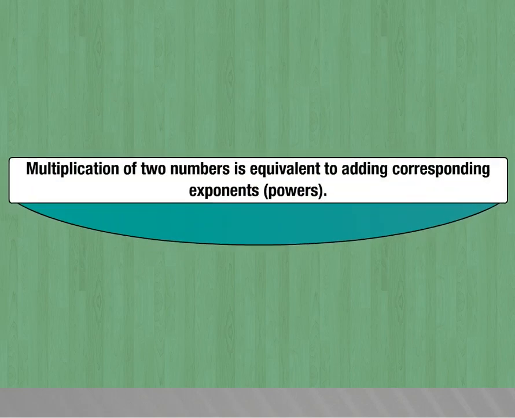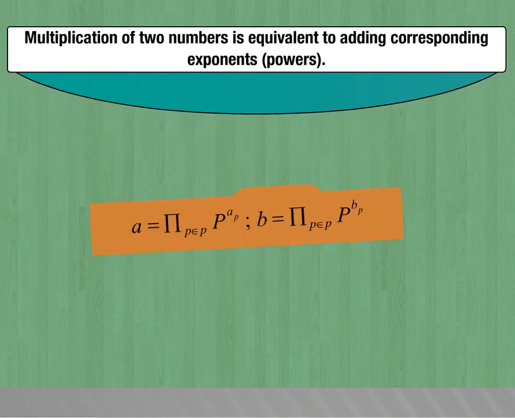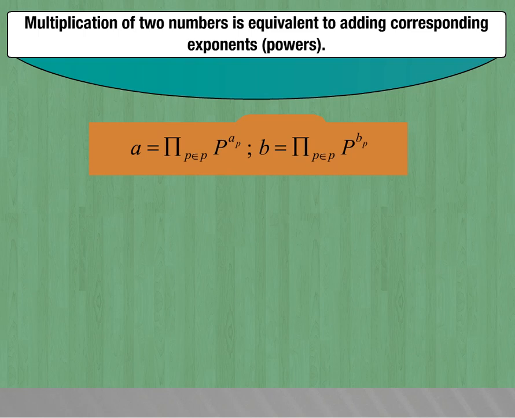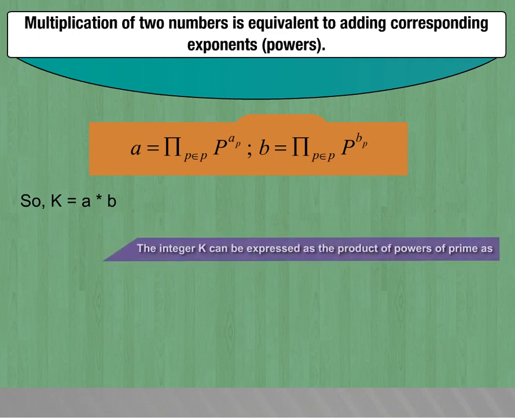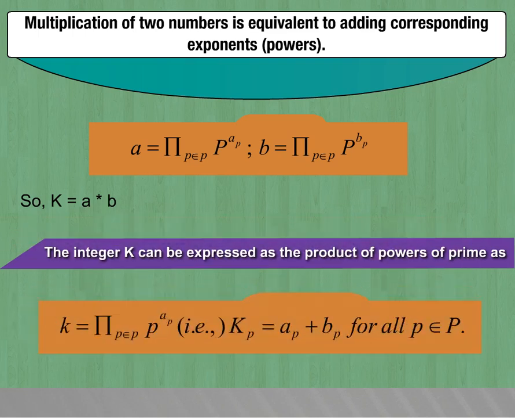Multiplication of two numbers is equivalent to adding the corresponding exponents, that is, powers. A is equal to the product of p belonging to P, p power ap. B is equal to the product of p belonging to P, p power bp. So, k is equal to a into b. The integer k can be expressed as a product of powers of primes as k is equal to the product of p belonging to P, p power kp. That is, kp is equal to ap plus bp for all p belonging to P.